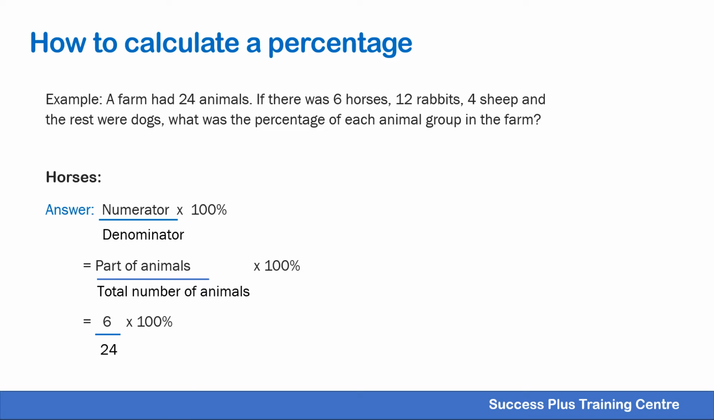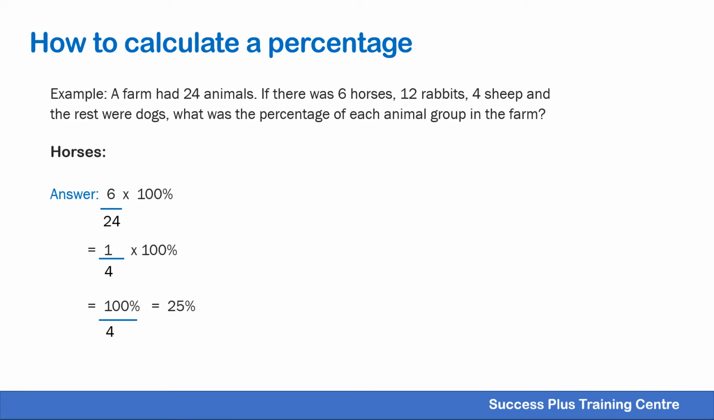So if we times that fraction by 100%, we should be able to find the percentage of horses we have in the farm. Now before you start with your long division, the quickest way to answer these sort of questions is by simplifying your fraction. To simplify the fraction, the quickest way is to check if the denominator can be divided by the numerator.